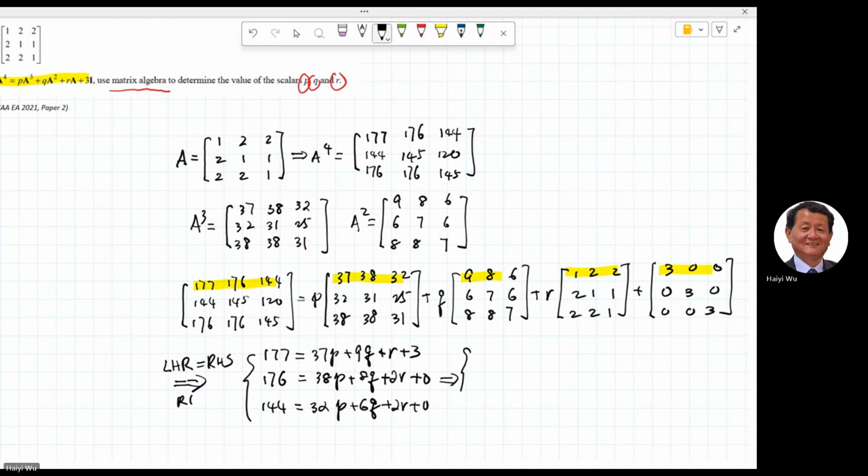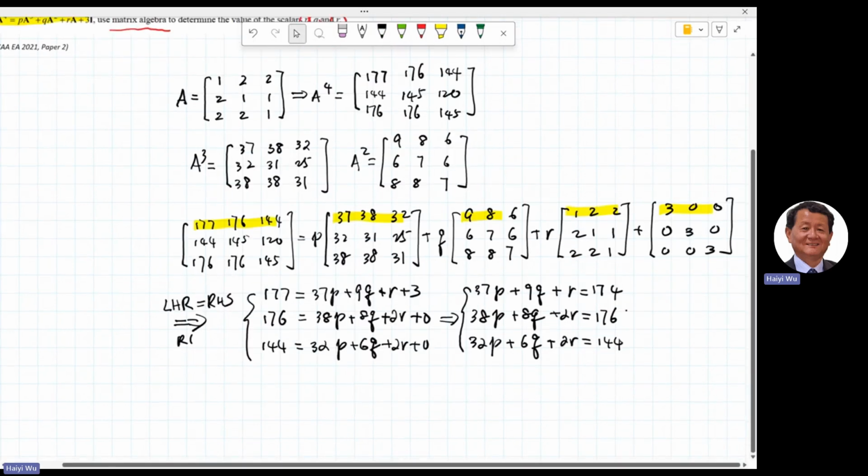Let's simplify a little better. We put all the unknown variables on the left-hand side: 37p plus 9q plus r equals 174. Next, 38p plus 8q plus 2r equals, actually it's a positive 176. Next, 32p plus 6q plus 2r equals 144. So that's my simultaneous equation.